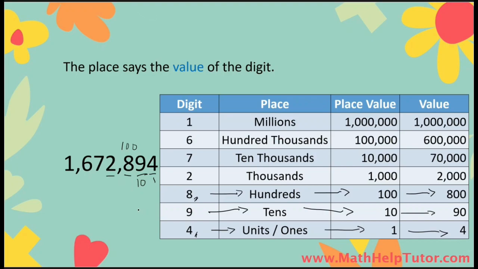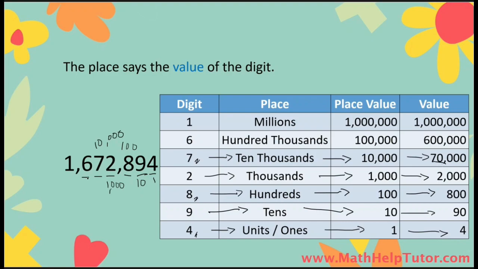What about the digit 2? The digit 2 is in the thousands place, which has a place value of 1000. Since there are 2 instances of the place value 1000, we know that the value of the digit 2 is 2000. For digit 7, we know that this is in the 10,000s place, which has a place value of 10,000. And since we know that there are 7 instances of the place value 10,000, we know that the value of the digit 7 is 70,000.